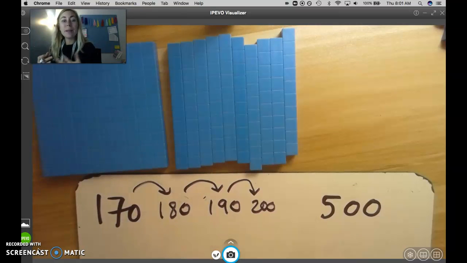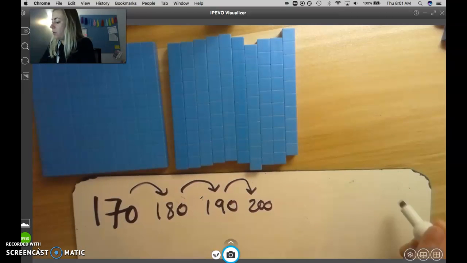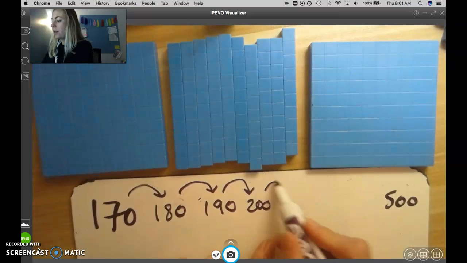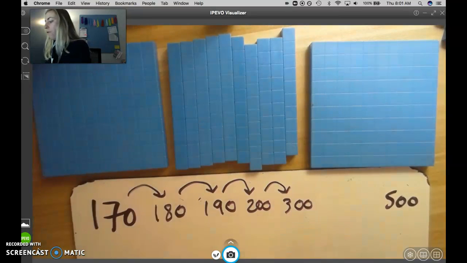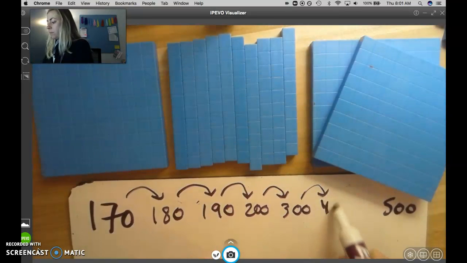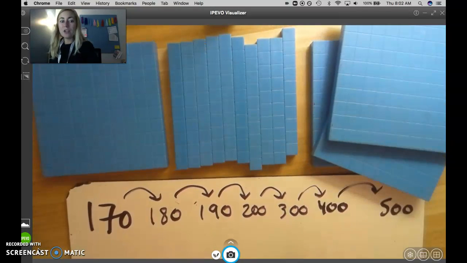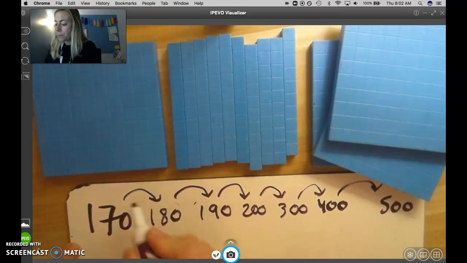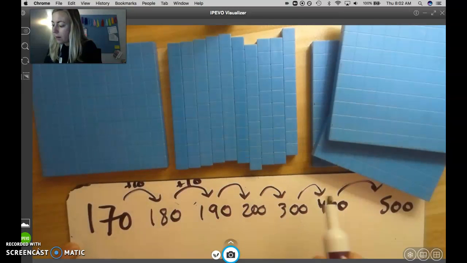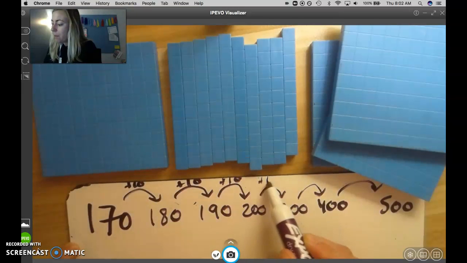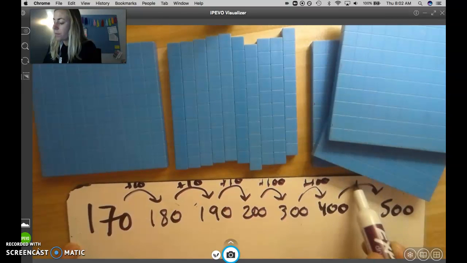Yeah, I can start counting by hundreds again, right? So I might have to move this a little bit over. 200, 300, 400, 500. I kept on adding hundreds, so I counted by tens here, tens here, tens here, and then by 100s.